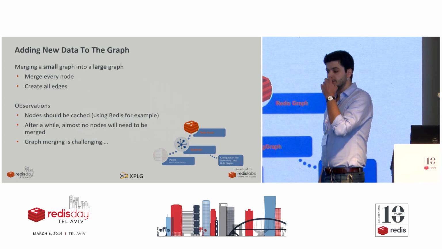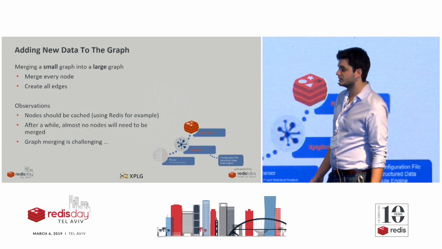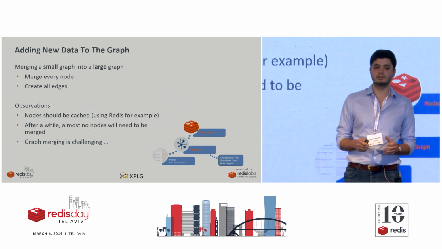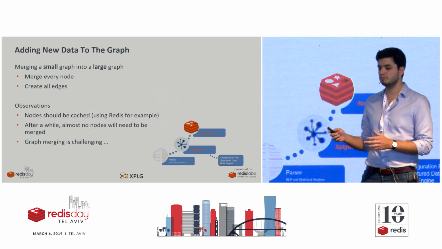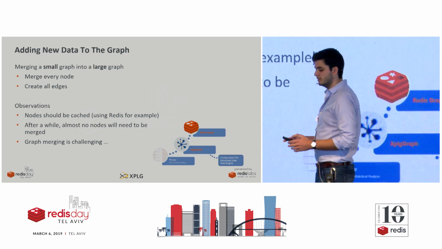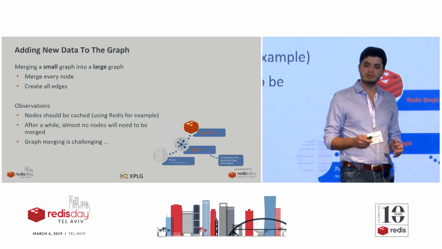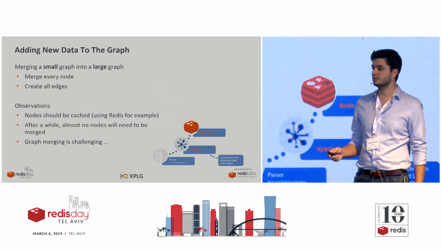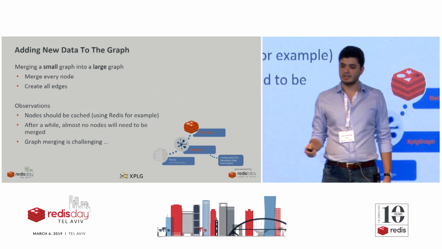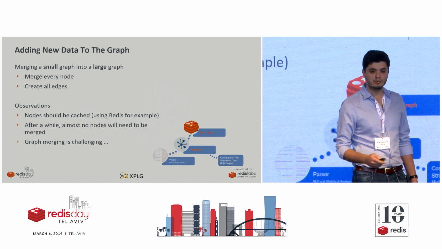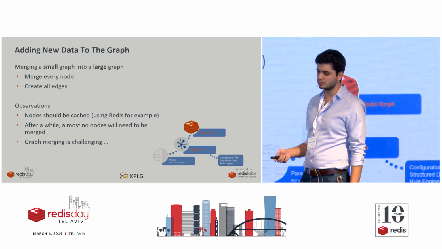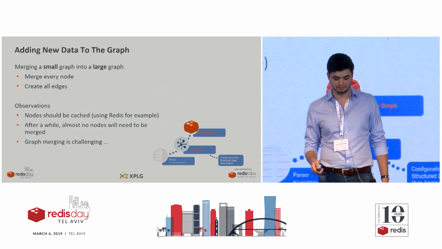After doing a lot of testing and trial and error, we came to the conclusion that we need to constantly create small graphs, these XPLG temporary graphs, and write them into the big graph inside Redis. We do it by creating every node exactly once, by merging every node once, and then we create all the edges in one go. This helps minimize the time and increases performance and saves on network.